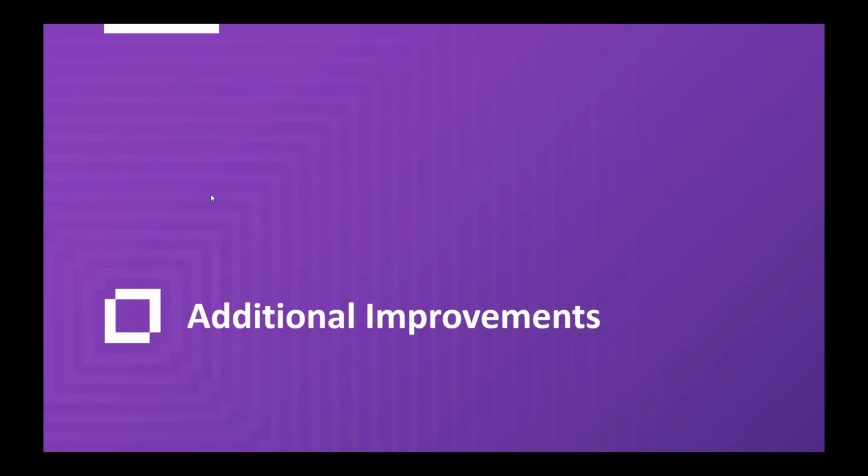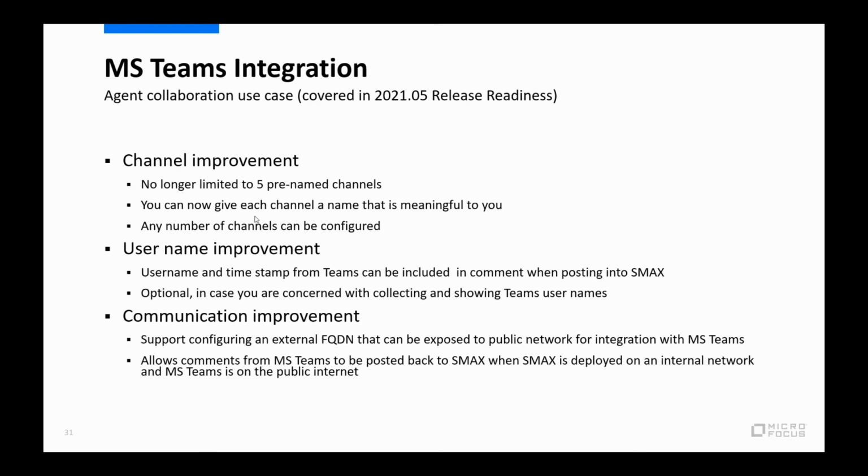All right, now I have a few additional improvements I want to talk about. So the first is around the Teams integration. This is just building on a little bit of refinement around the agent collaboration use case that we introduced in 2021.05 and was demoed in that release readiness. For the sake of time, I'm not planning to go into this in detail. So hopefully, or I'm assuming, that you already know the use case that we're covering. If not, go back and watch that release readiness, please.